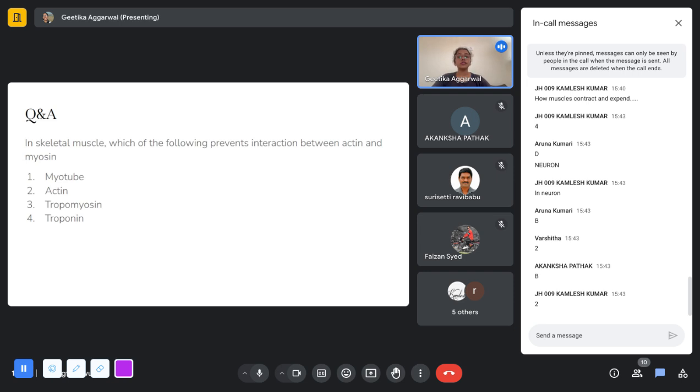In the skeletal muscle, which of the following prevents interaction between actin and myosin? Which of the following does not let actin and myosin interact? Is it the myotube? Is it the actin itself? Is it the tropomyosin, or is it the troponin?